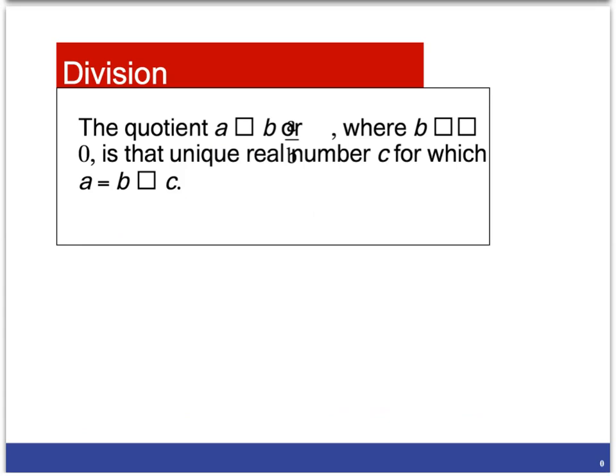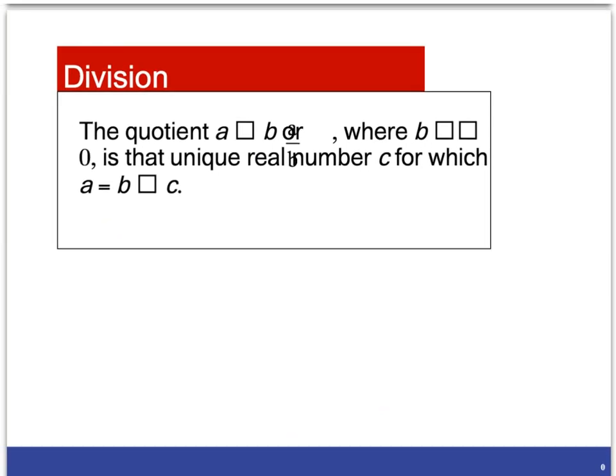So this is, again, if you have your notes, this looks a little bit better on your notes, but it's really A divided by B, or A over B, where B does not equal 0, is that unique real number C. So it means it winds up being a real number C. And then you wind up with A equals B times C. So you're going to kind of convert the division problems into multiplication problems.